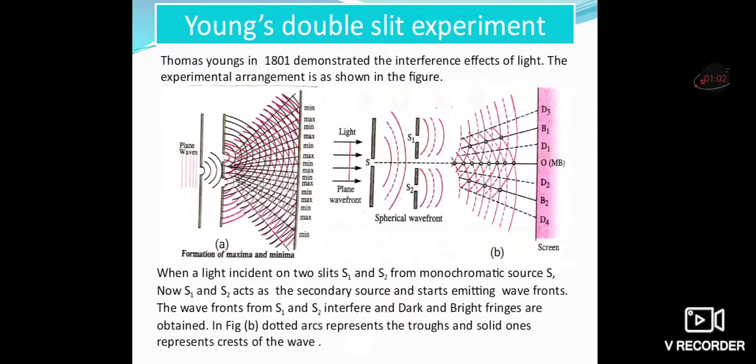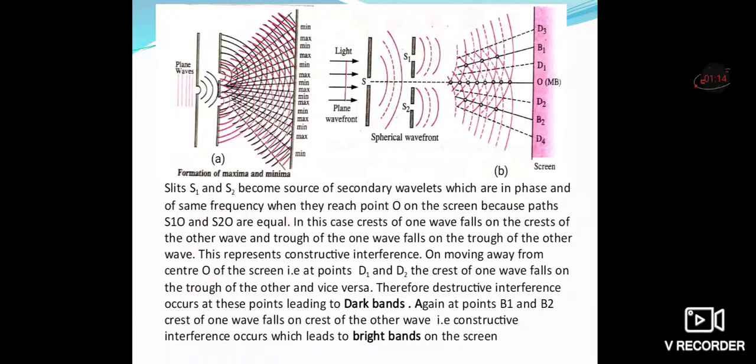In figure B, just observe the dotted arcs, which represent the troughs, and the solid arcs, which represent the crests of the wave. Next, the slits S1 and S2 have now become sources for the secondary wavelets, according to the Huygens principle, which we already know. These secondary wavelets are in phase and of the same frequency when they reach the point O on the screen, because the paths S1O and S2O are equal. So S1 and S2 become secondary sources which are in phase.